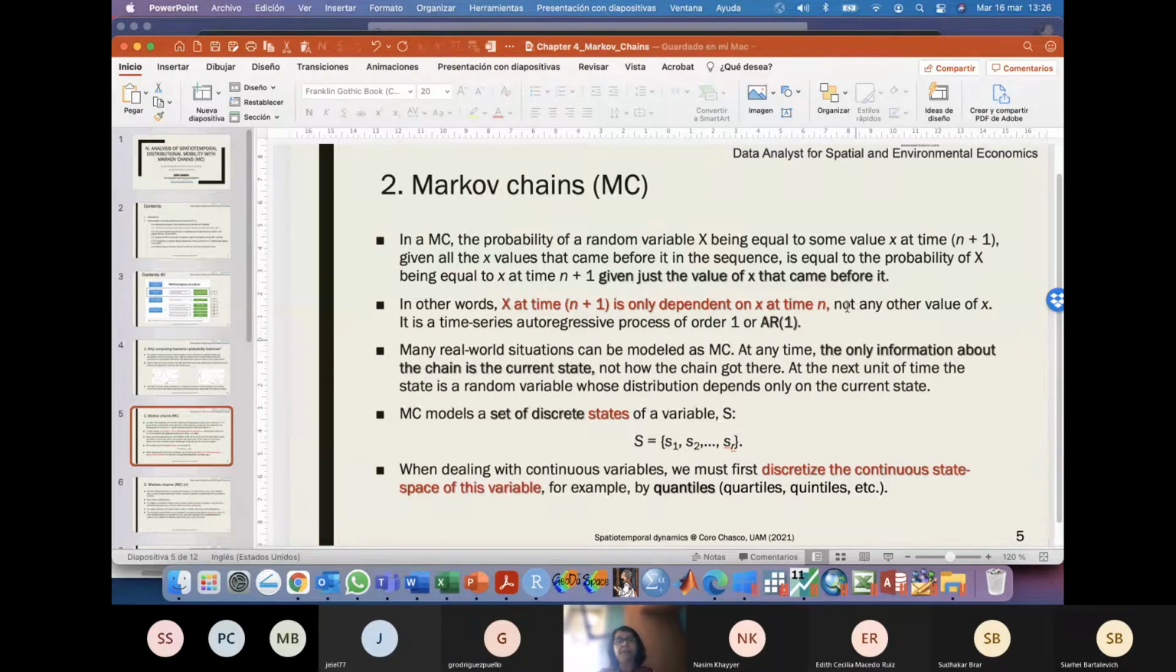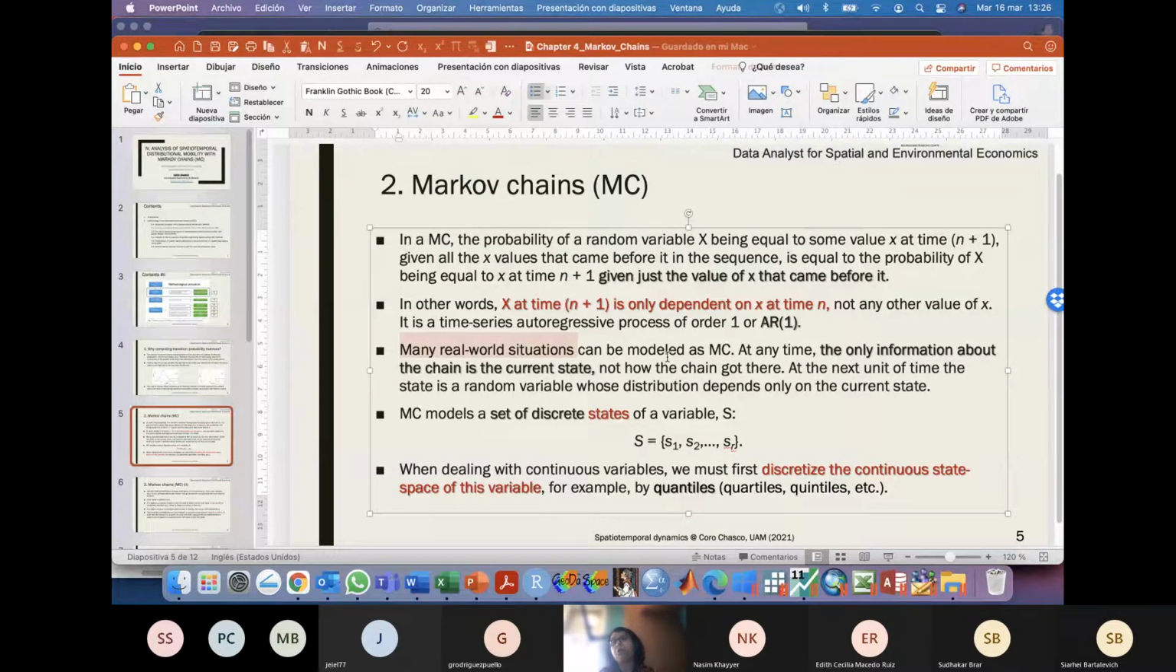And this is why many real-world situations can be modeled as an AR1 or as a Markov chain. At any time, the only information about the chain is the current state and how the chain got there. At the next unit of time, the state is a random variable whose distribution depends only on the current state. So the state is the quantile or the quintile.